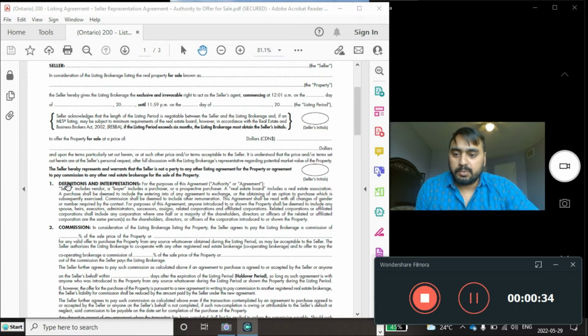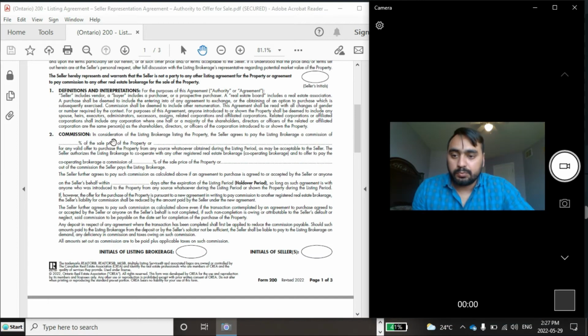So now we'll be explaining all the pre-written clauses up here. The first one is definition and interpretation, which basically means who will be referred to as the seller and buyer in the remainder of the transaction. For example, the seller will be represented by a vendor, and the buyer will be represented by a purchaser. The next one is commission.